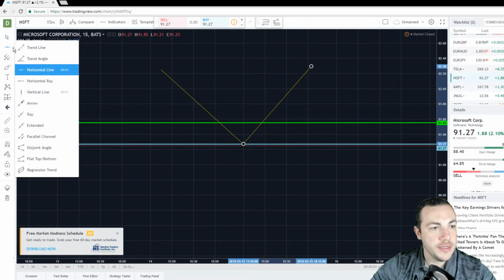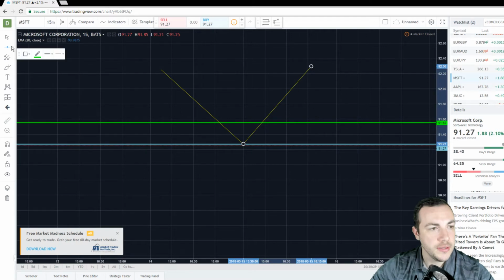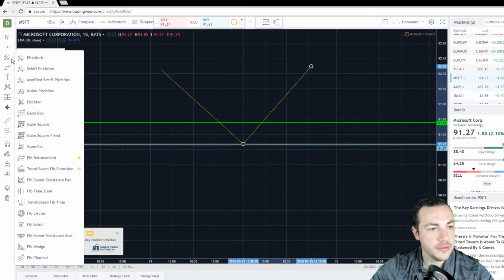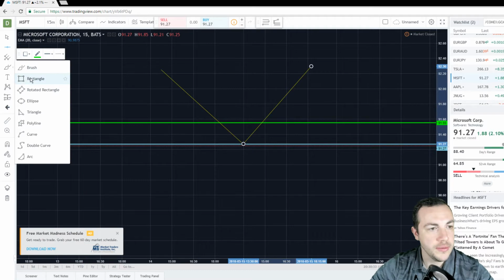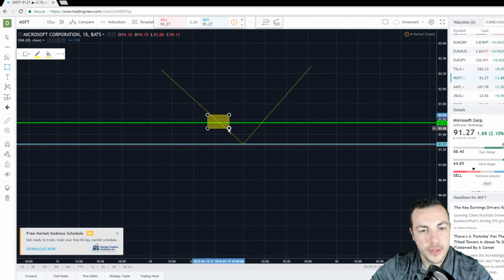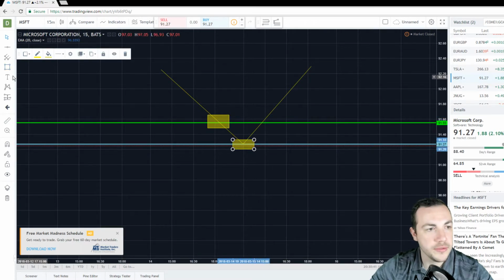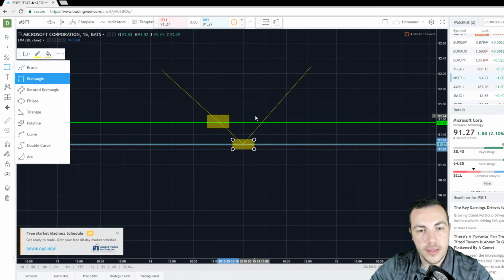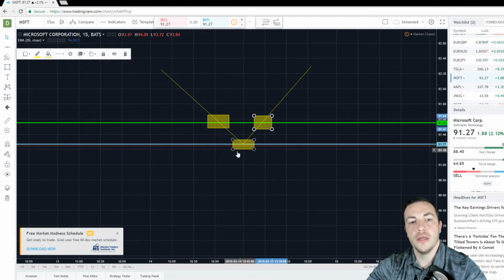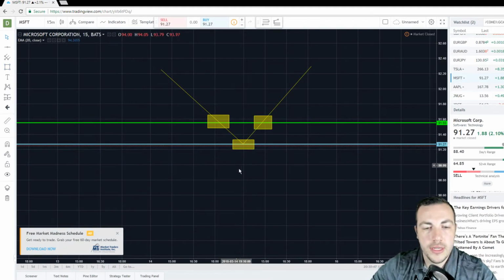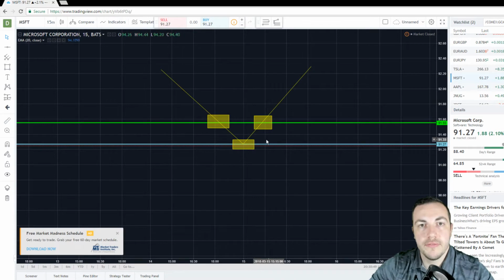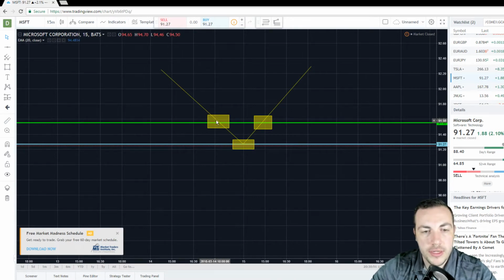When I say type 1, give me 1 second. Where's my triangle or rectangle? There we go. Type 1, type 2 entry, and type 3. So again, you don't see any of this stuff. You've identified your zone. Type 1, you'll enter here.